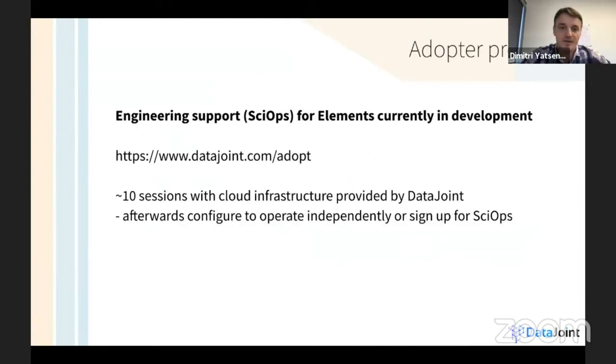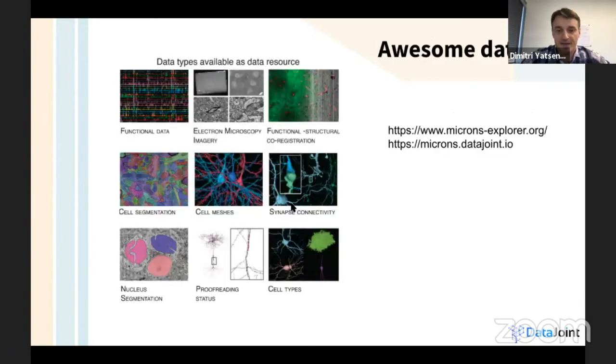And so with this, we provide engineering support to adopt the workflows. This basically means that with the DataJoint Elements funding, if you're adopting one of them in your lab, we can provide you with help as part of this funded project. So you can apply there.